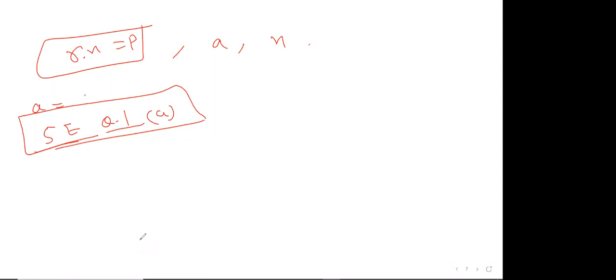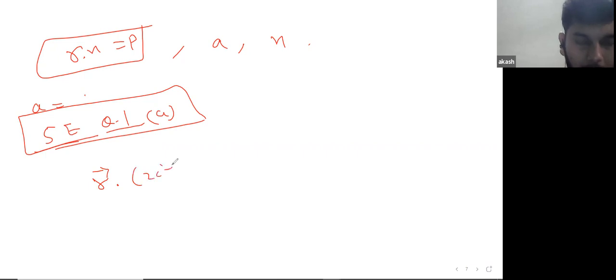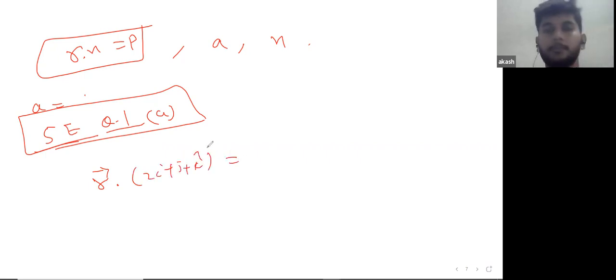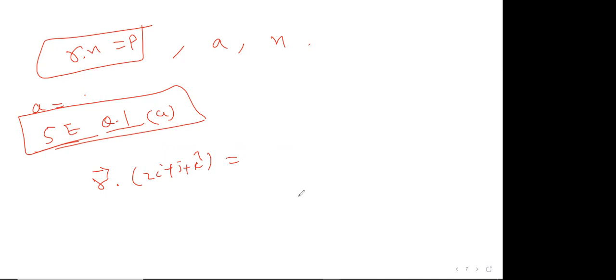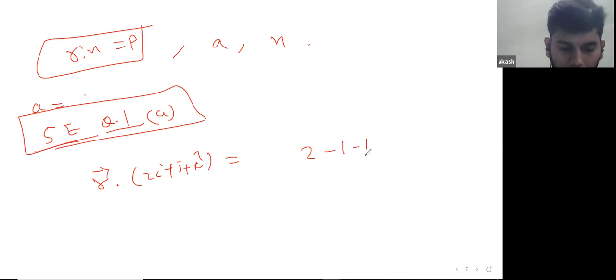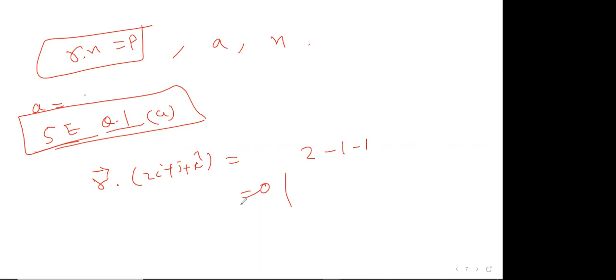r dot n equals 0. Wait a second. r dot n equals 0. So we got 2, minus 1, minus 1. Yeah, right, 0. And can you find the answer in Cartesian form also?